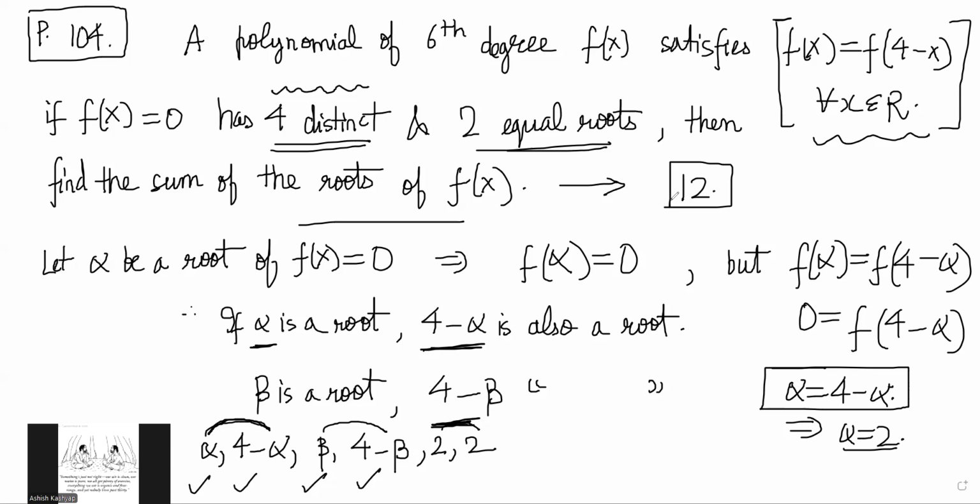Notice this trick. Even though we don't know the function, we just realized that the property f of x is equal to f of 4 minus x ensures that the roots have this pattern, that they are alpha and 4 minus alpha, beta and 4 minus beta. And after that, we are able to quickly solve the problem, right? Okay, let's look at the next problem.